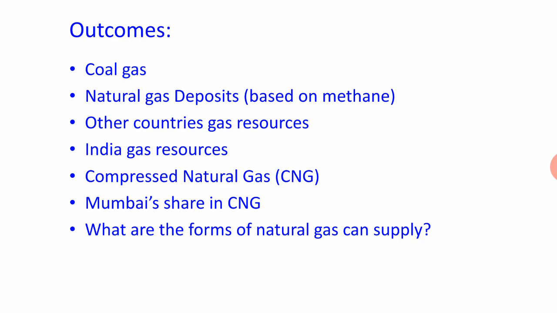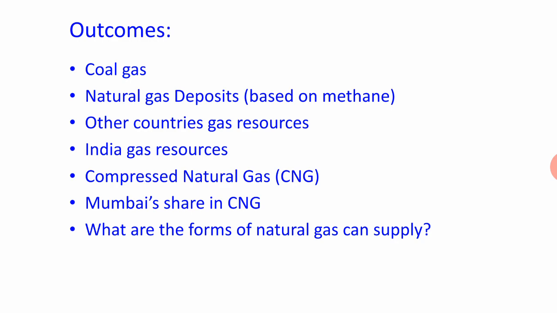So what is the outcome from this discussion? As we know, coal gas is highly pollutant, requires a lot of processing, and greenhouse gas emissions are higher. Natural gas deposits are based on methane; natural gas consists of greater than 90% methane. Other countries like Qatar, Russia and Britain have these kinds of resources. At the same time, India's gas reserves are also available in the Krishna-Godavari basin regions.